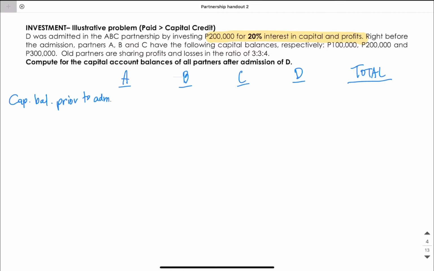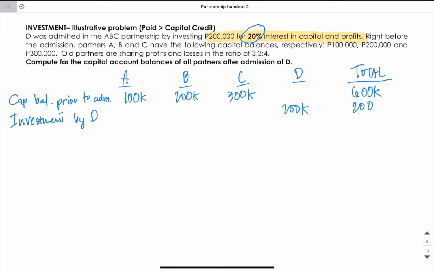So for partner A, we have 100,000, partner B 200,000, and partner C 300,000. That's a total of 600,000. Then we account for the investment by D, in the amount of 200,000, equivalent to 20% interest. So that is an additional 200,000.